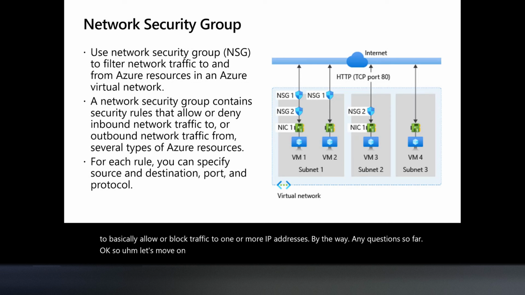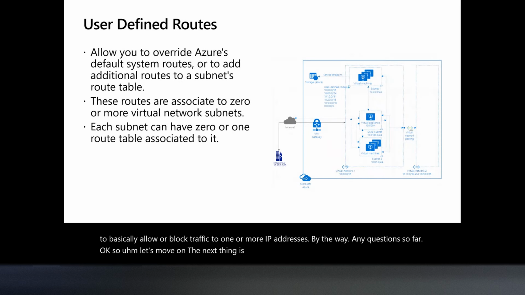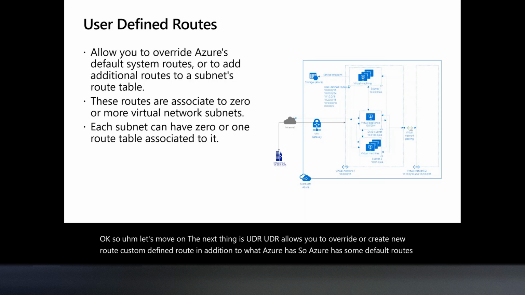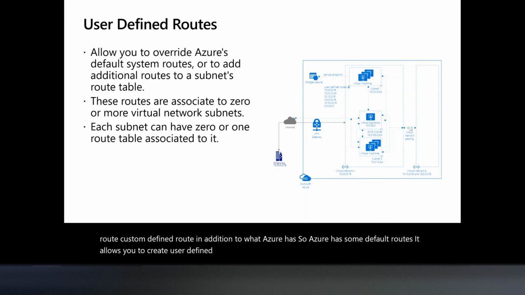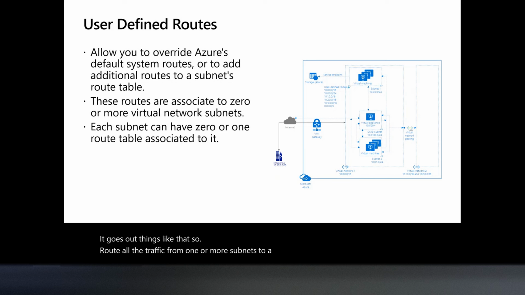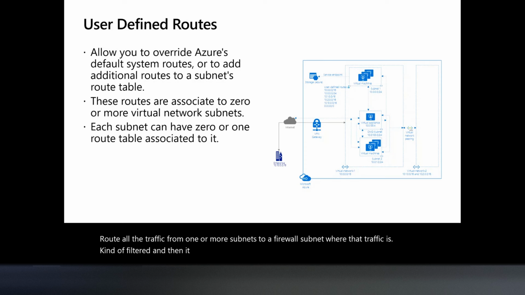The next thing is UDR. UDR allows you to override or create a new route, a custom defined route, in addition to what Azure has. Azure has some default routes, and it allows you to create user defined routes. It is very helpful when you have a firewall and you want all the traffic to go through the firewall before it goes out. So you route all the traffic from one or more subnets to a firewall subnet where that traffic is filtered and then it goes out.